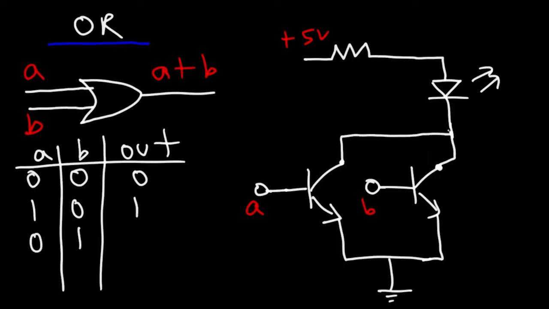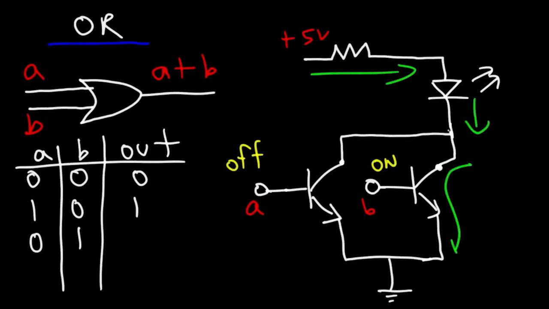Now what if transistor B is on, but transistor A is off? Current can still flow, but this time through transistor B. So the LED will be on.